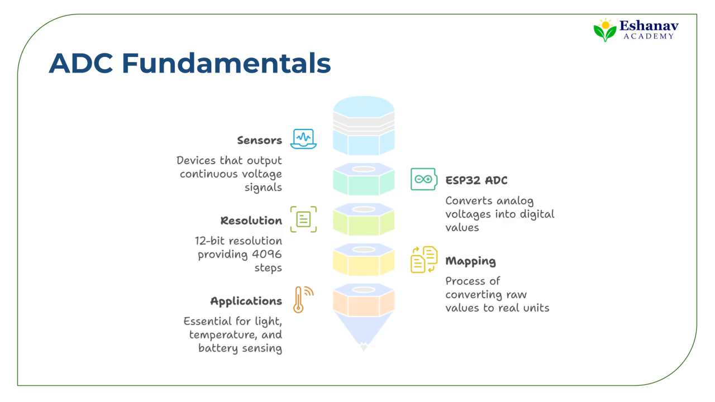The ESP32 ADC, or analog to digital converter, is the bridge that transforms that smooth voltage into precise digital values we can actually process in code. In this lesson, I show you how to configure the ADC, read real sensor outputs, and map those raw values into meaningful units like brightness or temperature. By the end, you'll not only understand what the numbers mean, but also how to use them to drive real-world automation.